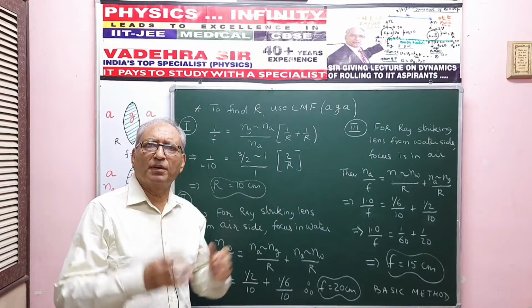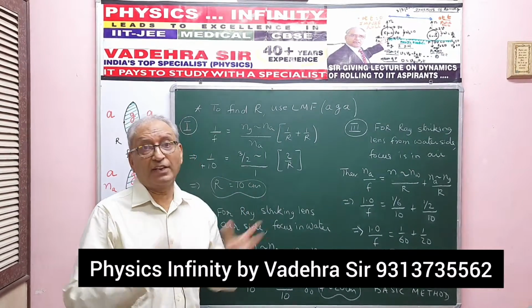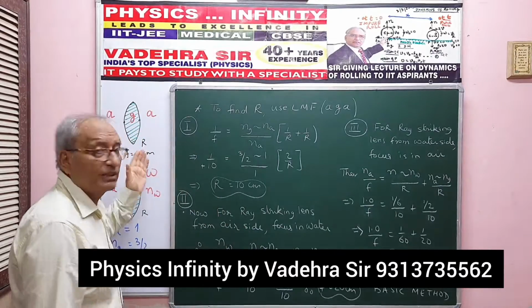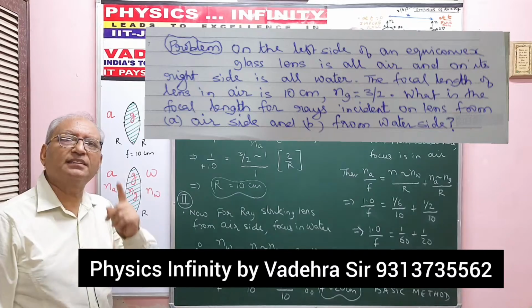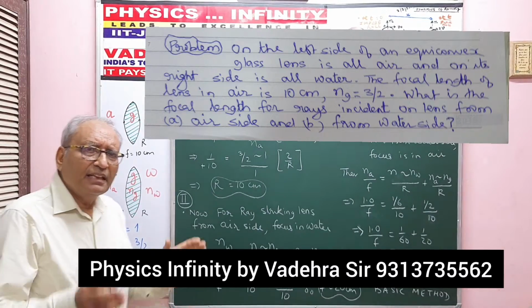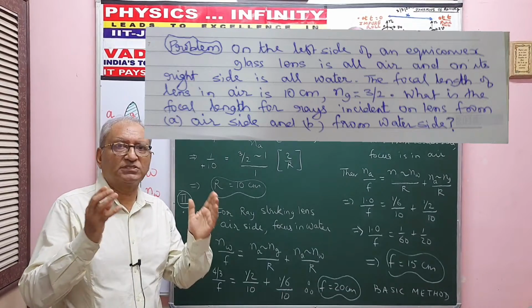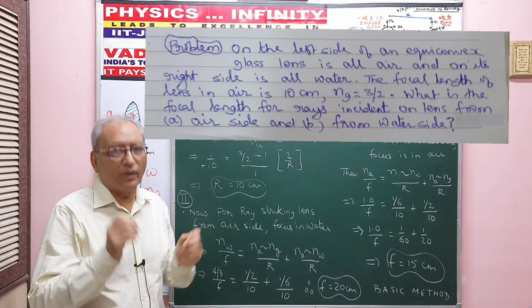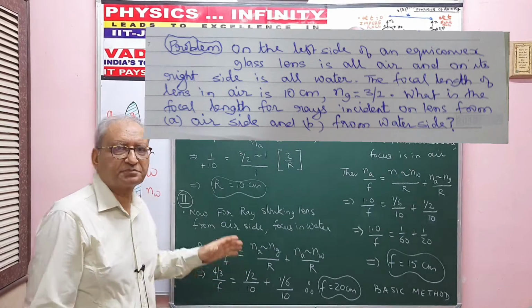Another challenging, tricky problem on ray optics. Here you are. There is an equiconvex glass lens kept in air. Its focal length is 10 centimeter. On face value, this will appear to be such a simple problem, but when you start tackling it, you will find there is a clue, there is some trouble.